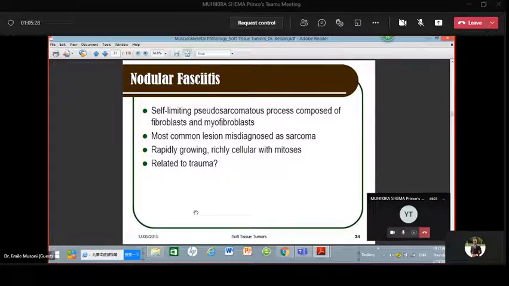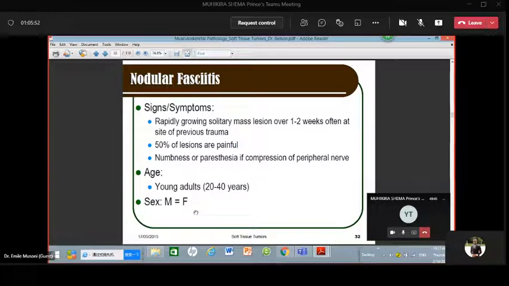It is a self-limiting pseudosarcomatous process composed of fibroblasts and myofibroblasts. The most common lesion is misdiagnosed as sarcoma. It is rapidly growing, large, cellular, and sometimes they say it is related to trauma, but we are not sure. The signs: a rapidly growing solitary mass, lesion over 1 to 2 weeks, often at the site of the previous trauma, but it is not a rule. 50% of the lesions are painful. Can have some numbness, some paresthesia if there is compression of the peripheral nerve.